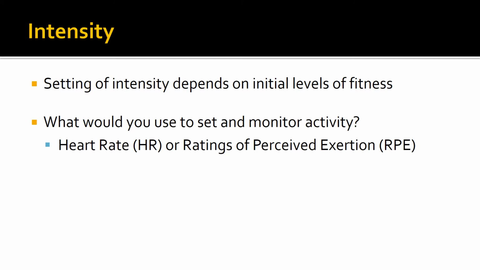So, if we are individualizing the intensity to the person's specific circumstances, what are some of the things that we can use to help us do this? Two useful outcomes that we can use for this are 1. The heart rate, and 2. The ratings of perceived exertion.